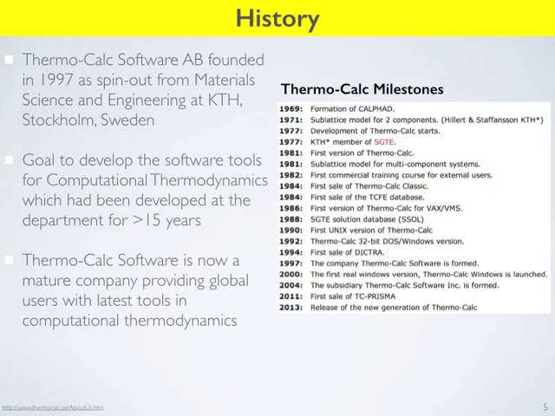So just a brief history of the code. It started in 1997 in Stockholm, Sweden. This is the timeline here. The goal was to develop software tools for computational thermodynamics, which had been an ongoing research enterprise at the KTH in Stockholm. And so it spun off as an independent commercial company. And I think in 1981, the first version of ThermoCalc came out. And so it is really a mature technology. It's a mature software package. Most of the bugs have been worked out, and it works very well.